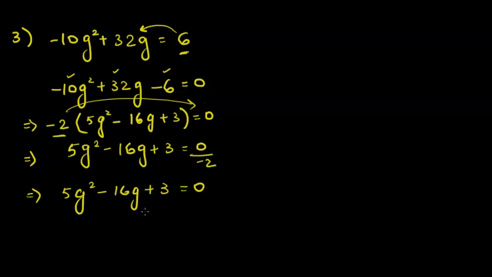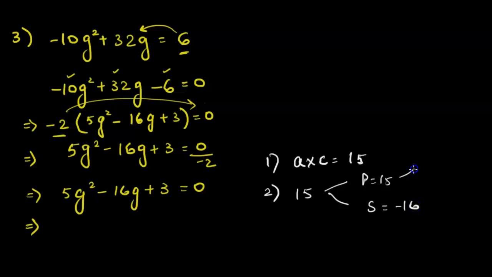Now, once we get the quadratic equation in a form that is easily factorable, we would try to factor it. So the first step is, because a is 5, we would multiply a and c, and that would give us 15. Second step is we would think of two numbers that would give us a product of 15 and a sum of negative 16. And the two numbers are negative 15 and negative 1. Because when we multiply negative 15 and negative 1, we get a positive 15. And when we add negative 15 and negative 1, we get a negative 16.